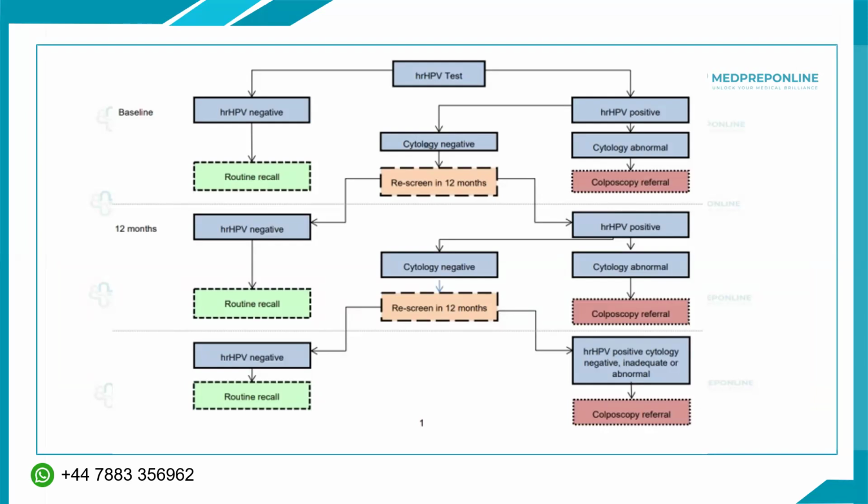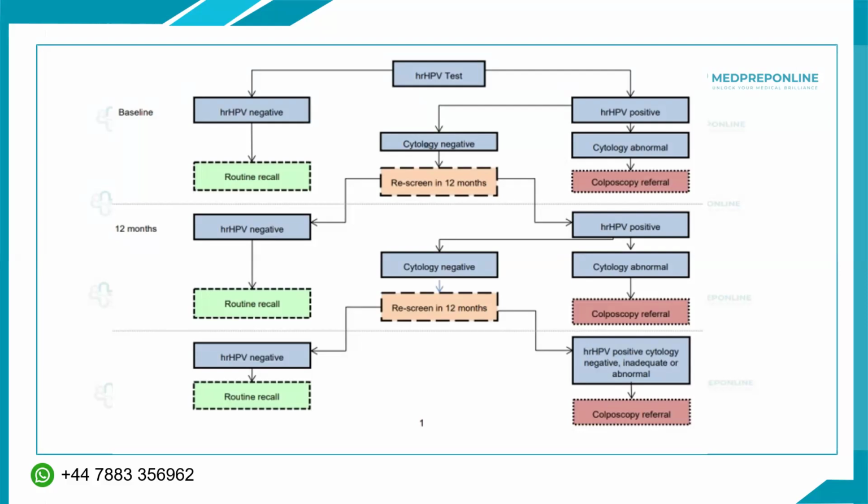So you have a high-risk HPV negative, patient goes for routine recall. If it is positive and the cytology is also abnormal, then obviously you will go for a colposcopy. Two positives, you go for a colposcopy. Now, again, you have a high-risk HPV positive, the cytology was negative, you give the body time for 12 months. If it comes out to be negative, you send the patient for routine recall.